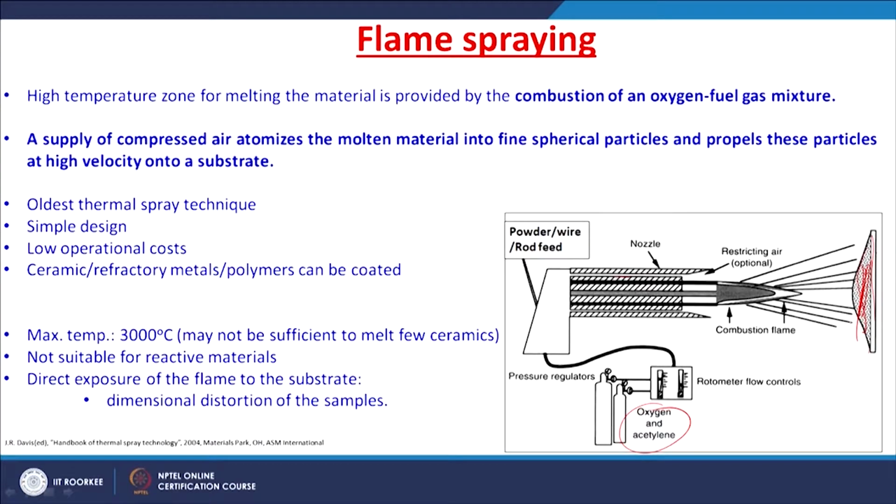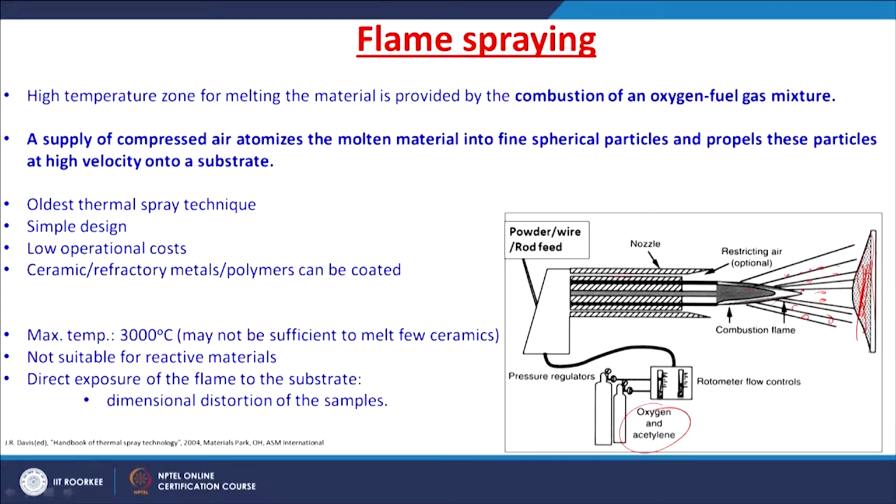So, a supply of compressed air atomizes this molten material into very fine particles, and those are generally spherical in nature, and propels these particles at very high velocity onto the substrate, right. This is actually the oldest thermal spray technique and very simple in design, and the operational costs are also less compared to the plasma spraying technique. And you can have a coating of ceramics, polymers or refractory metals by using this technique.